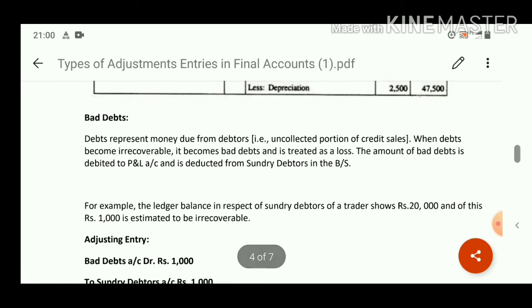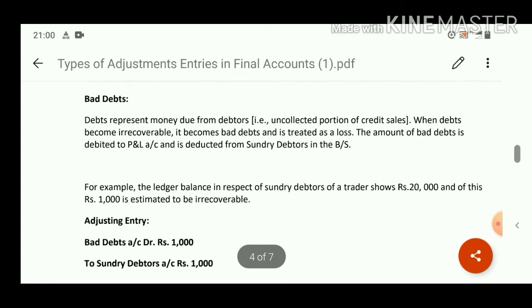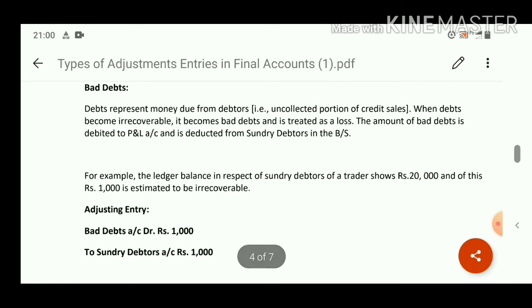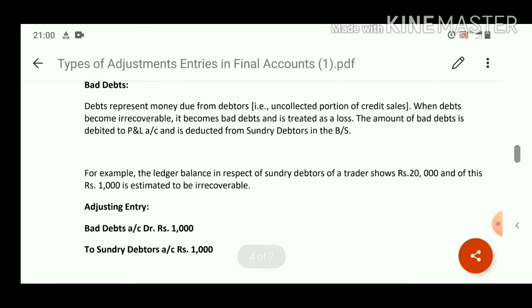Next, the most common adjustment is of the bad debt. Now what are bad debts? Bad debts are those debtors who are irrecoverable. You cannot trace them and you cannot get your money back from those customers. You have sold your goods on credit to them and now they have run away without paying you the money. So they are the bad debts.